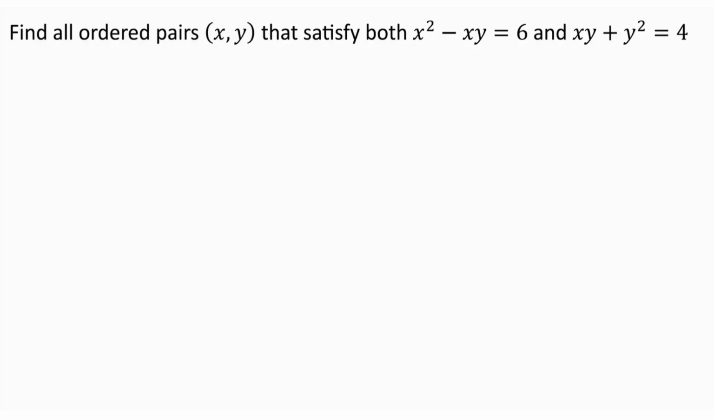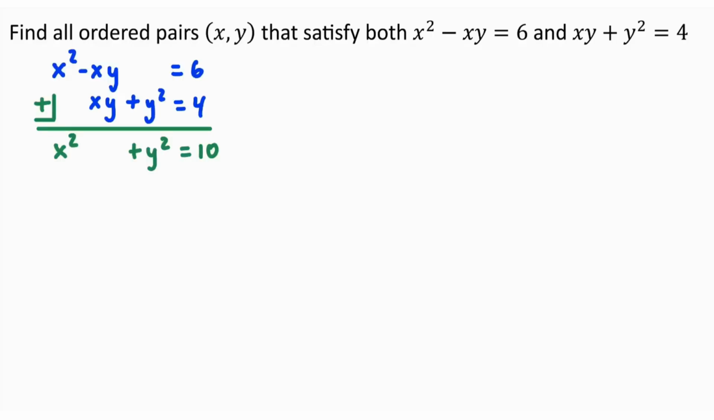Today's video: find all ordered pairs x and y that satisfy both x squared minus xy equals 6 and xy plus y squared equals 4. We'll first take the two equations and add them up to get x squared plus y squared is equal to 10. Then let's look at the first equation and isolate xy. So we'll add xy to both sides and subtract 6 from both sides.